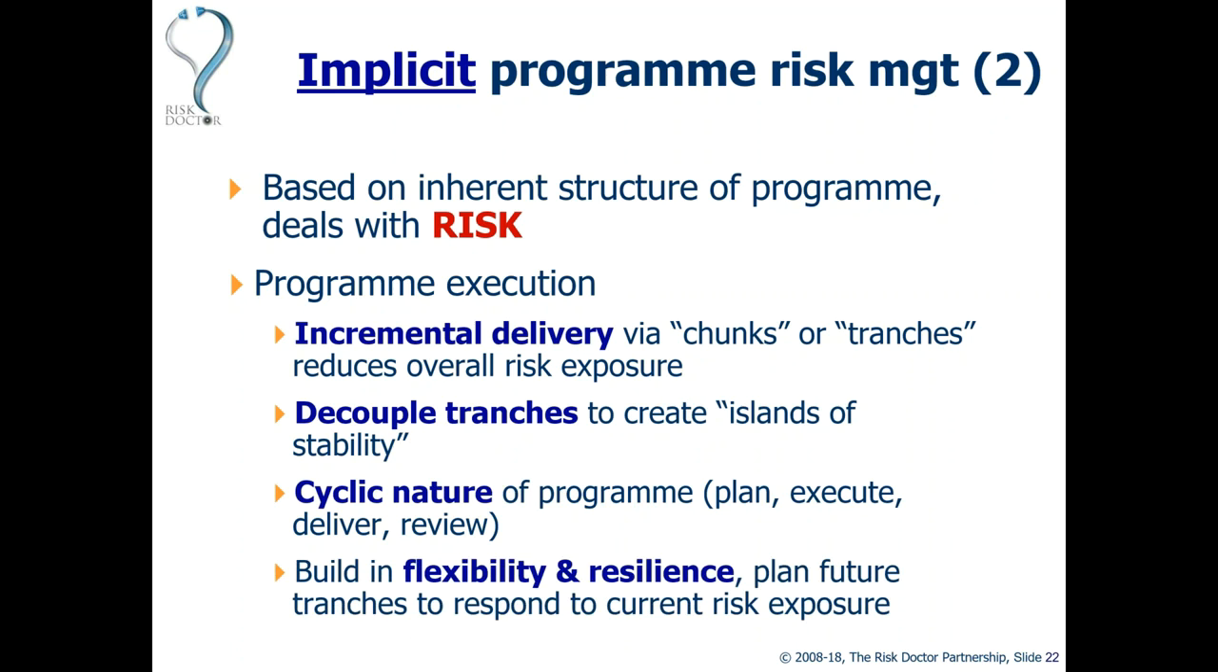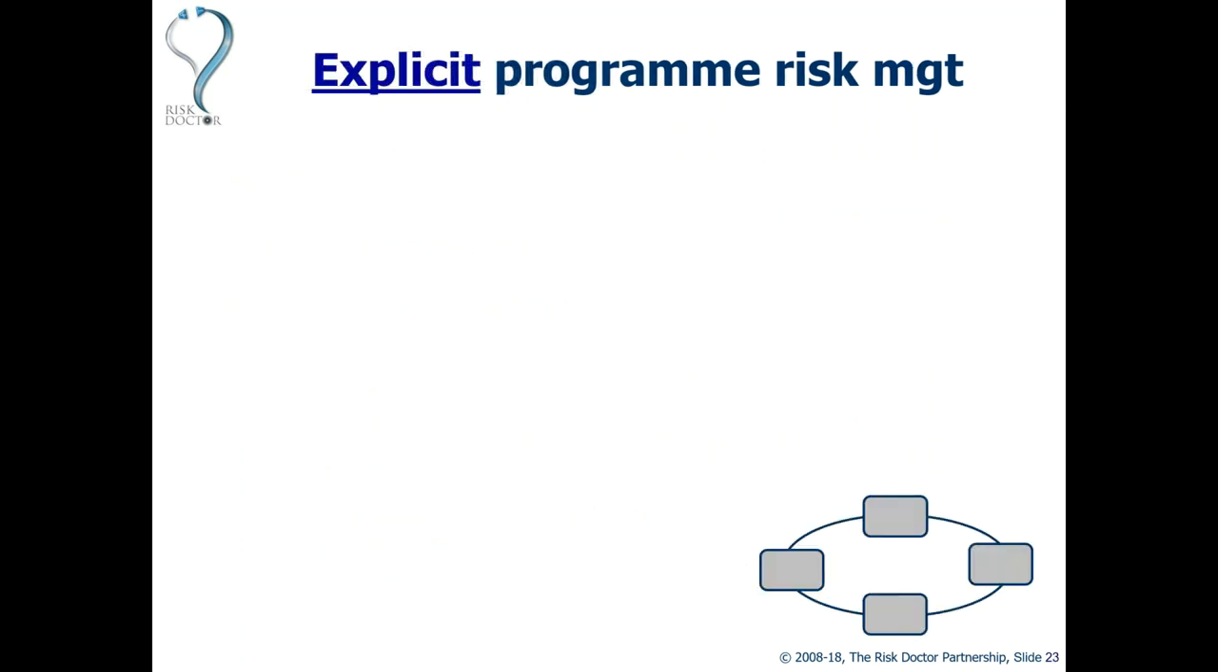So we've got two things that we're doing here in implicit program risk management. We're selecting the components in the way that we build the project in the first place in order to make sure that the overall program remains within our risk exposure threshold. And then as we execute the program by having incremental delivery and life cycle, we're remaining flexible and resilient to manage risk exposure as we go along through the program. So that's implicit program risk management.